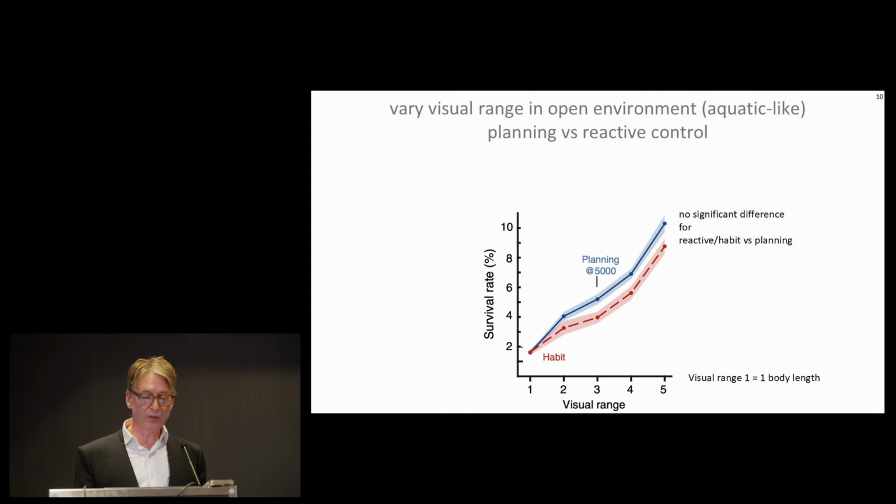When we do that, two things pop out. One is the survival rate is quite low. It peaks at about 10% survival rate at maximal visual range. So we're doing the aquatic thing of low visual range, up to 5 body lengths. One body length is one here. And we're doing our planning, and there are no obstacles in the environment. It's open space, so it's kind of like an aquatic-like environment. And we get no significant difference between the reactive algorithm and the planning algorithm.